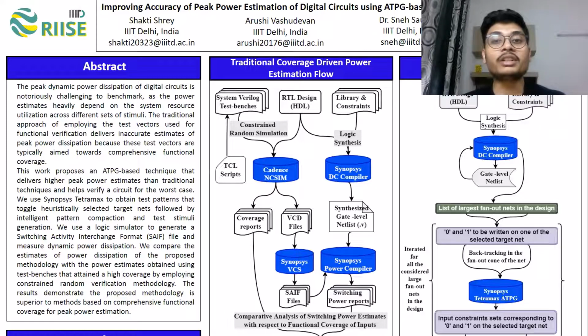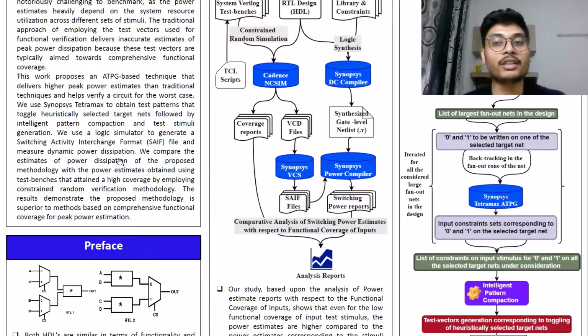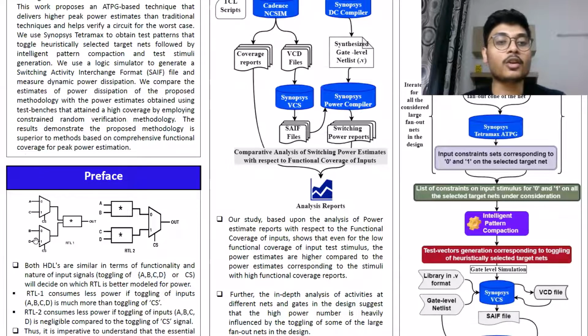Even though the post layout calculations are more precise, the estimates are available late in the design cycle. In contrast, the RTL power estimates available early in the design cycle are significant to assist the design teams in finding power bugs at a very early stage of the design. However, the challenge around accurate estimation of power in digital circuits can be understood with the help of these two RTLs implementing similar functionality here in the preface section of the poster.